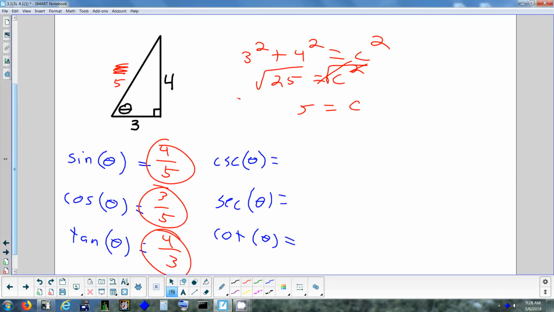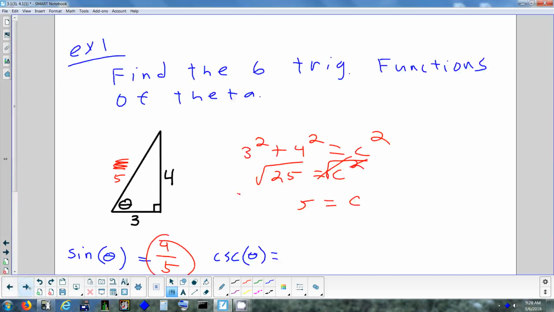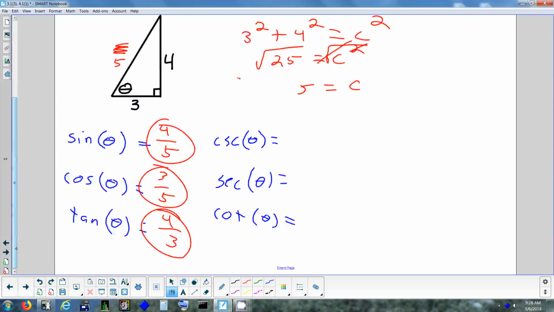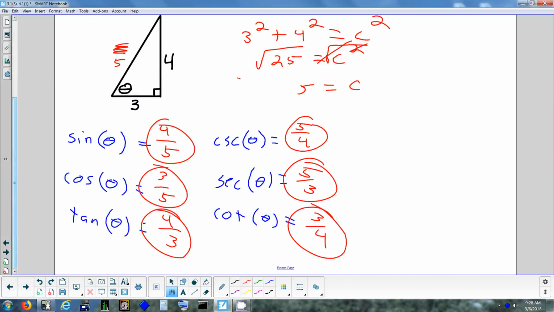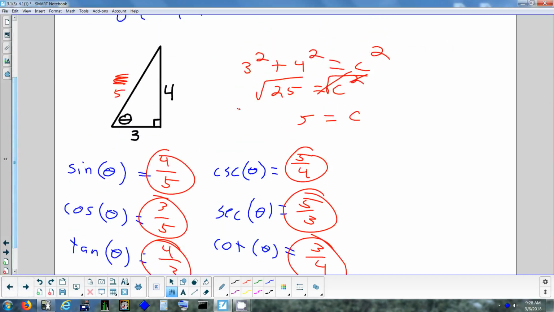And now, once we have the 3 on the left, we don't really have to think too much about the 3 on the right. Cassandra, what do I have to do with these 3 to get the other 3? Flip them. Just flip them. So 5/4, 5/3, and 3/4. Okay. So that's how you find all 6 trig functions.